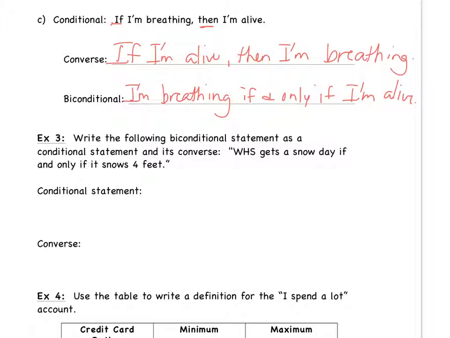So I'm going to start with my conditional statement. I'm going to start with my if. And I'm going to write, if Westside gets a snow day. And I'm going to take out this "if and only if," and I'm going to put then instead. If Westside High School gets a snow day, then it snowed 4 feet.